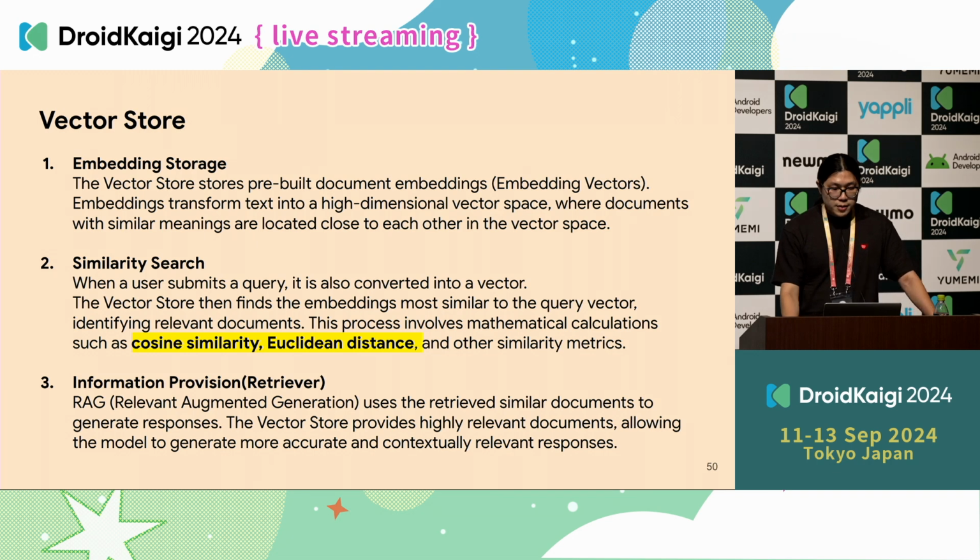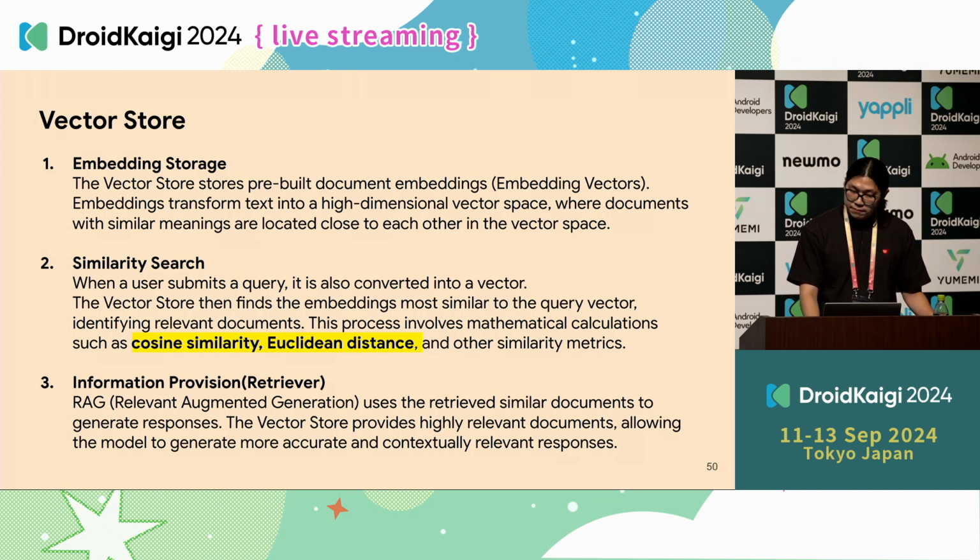A vector database stores embedding data and retrieves data similar to the user query through similarity search. The similarity search primarily uses cosine similarity and Euclidean distance. There are so many other methods for similarity search.